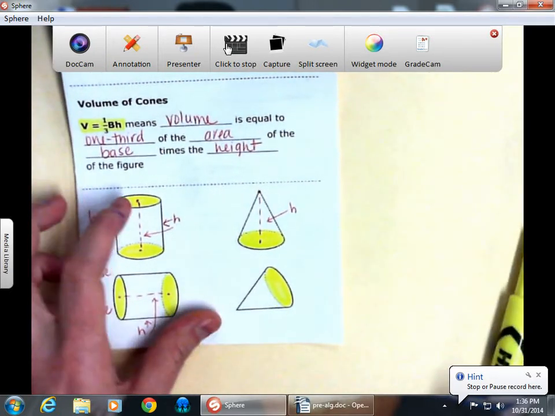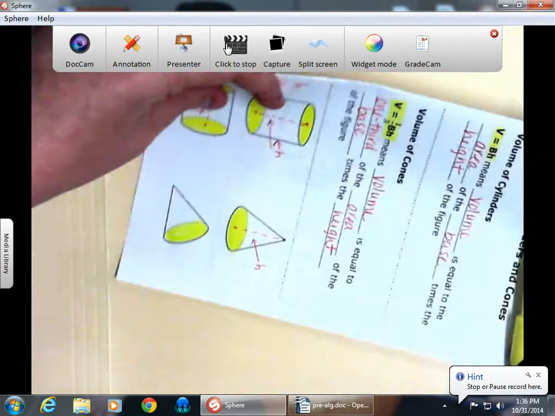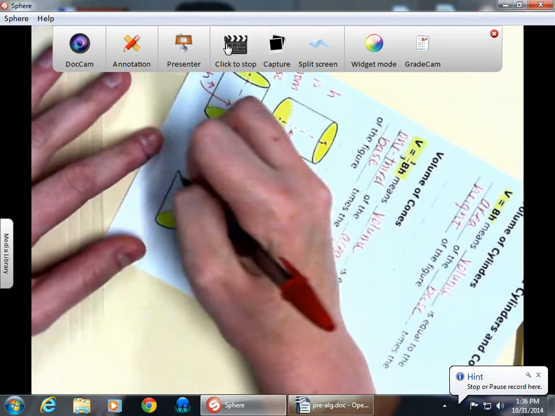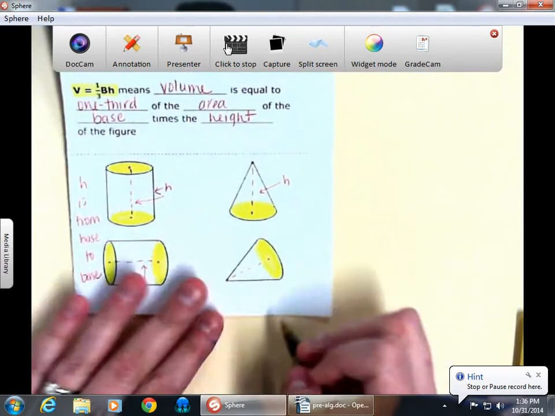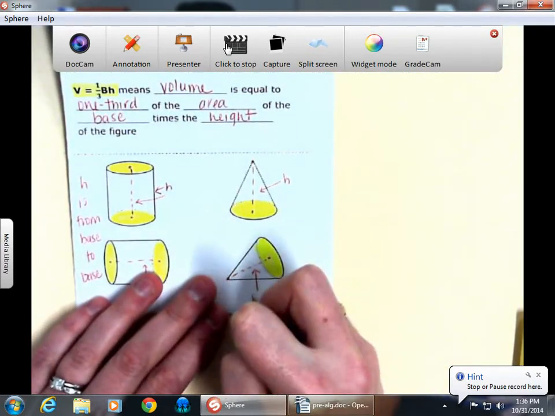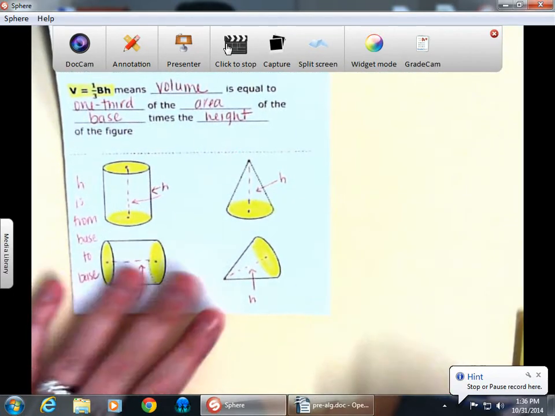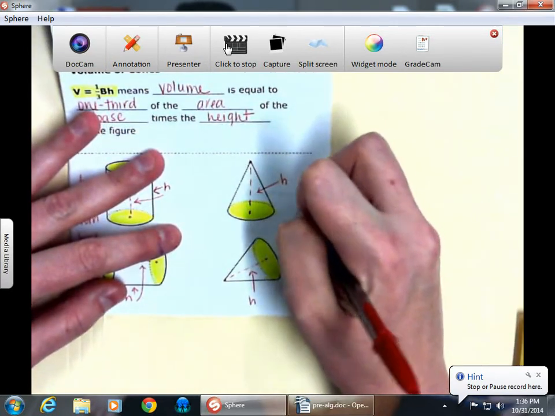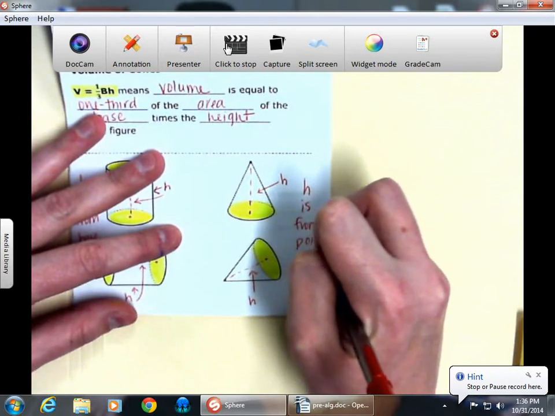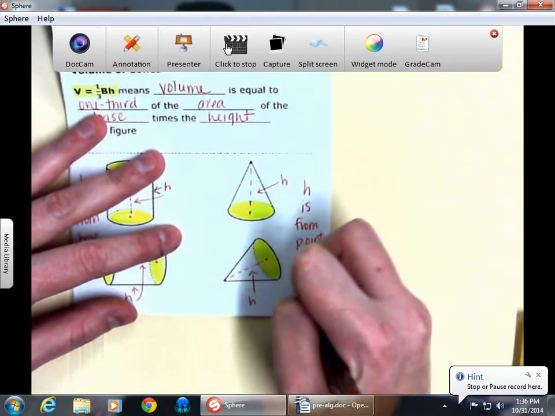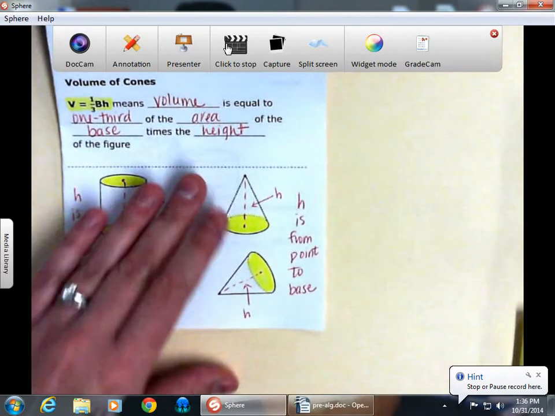This cone happens to be laying on its side, and if you want, you can always turn your paper. The height is from here to here. So no matter which way it's laying, it's still from the point to the base. So let's make a note here. H is from point to base. Go ahead and go to the inside.